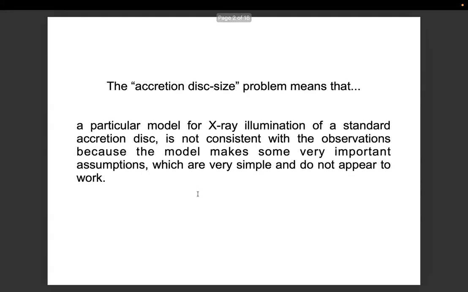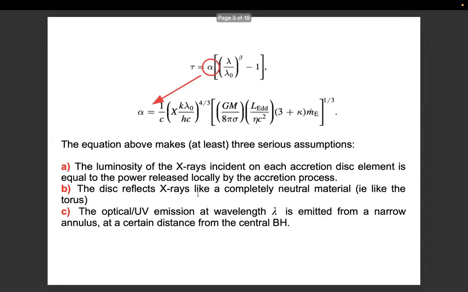I'll start with a general statement about the so-called accretion disk size problem. I would like to stress that there is no such thing. What there is, is a problem of a particular model for X-ray illumination of the disk to fit the data. The idea of X-ray illumination and a standard accretion disk, as I will show you, is fine. There is nothing wrong with that. It's the way that you try to model X-ray illumination of the accretion disk. That's where the problem comes in, because of the particular model. I think you've seen this a couple of times here in this booklet.